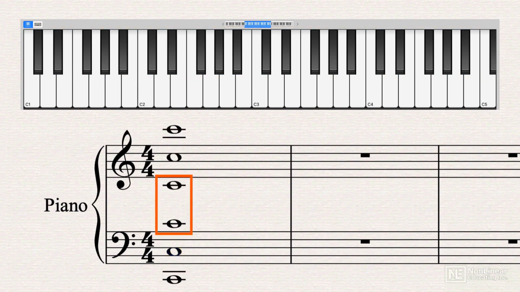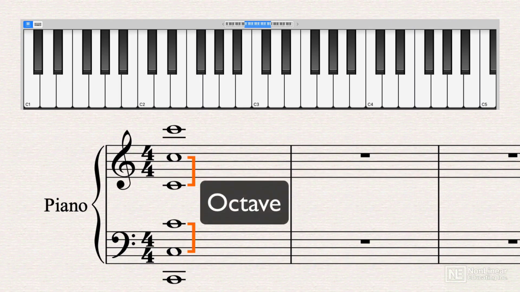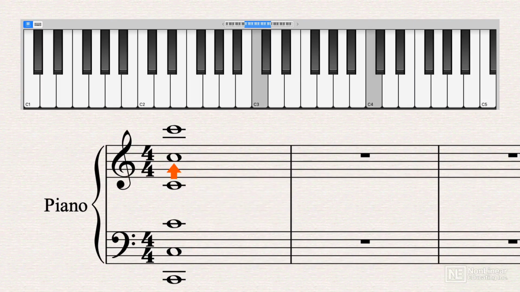So here's middle C again, and if you count up or down the grand staff, you'll see there are several other Cs above and below middle C. These notes have an interval relationship between them called an octave. So this C could be described as being one octave higher than middle C, and this one could be described as being one octave lower than middle C.